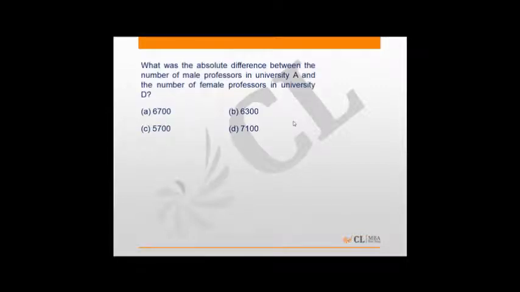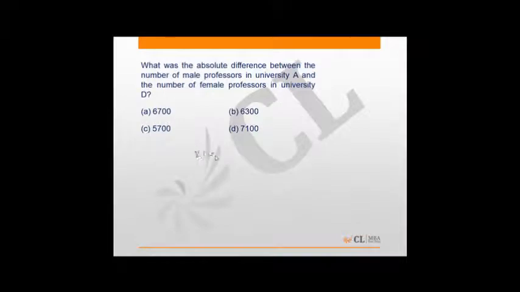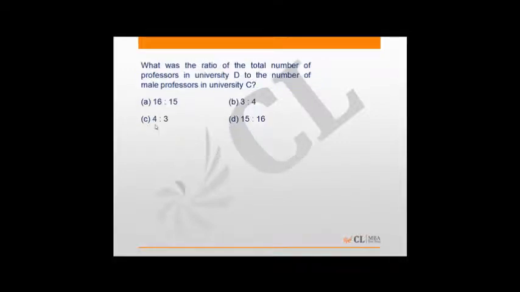I have got some data about the professors, and now I can move forward with solving the questions. What was the absolute difference between the number of male professors in University A and the number of female professors in University D? Male professors in University A were 8100 and number of female professors in University D were 2400. So the difference is 8100 minus 2400, which is equal to 5700.